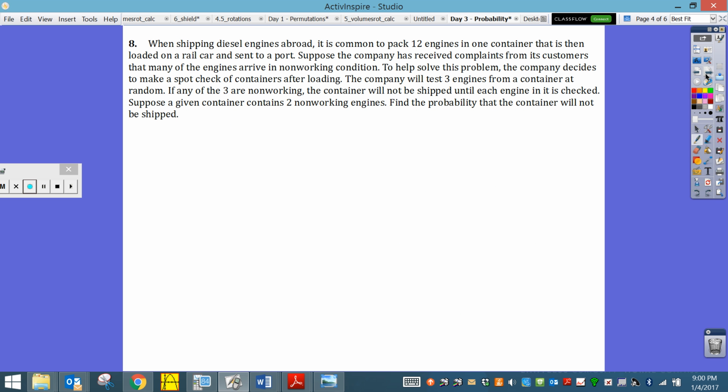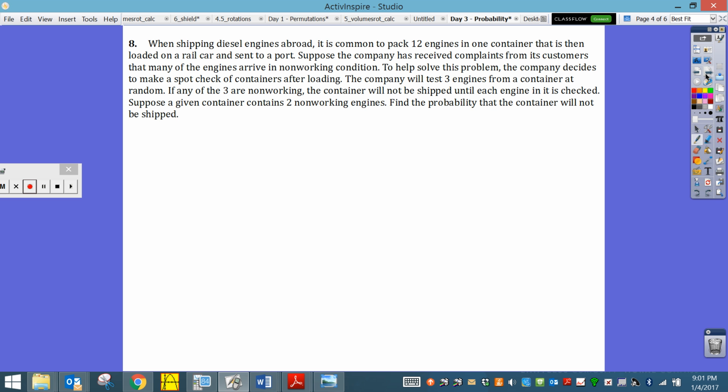Whew, man. Okay. Something long to read. When shipping diesel engines abroad, it is common to pack 12 engines in one container that is then loaded on a rail car and sent to a port. Suppose the company has received complaints from its customers that many of the engines arrive in non-working condition. To help solve this problem, the company decides to make a spot check of containers after loading. The company will test 3 engines from each container at random. If any of the 3 are not working, the container will not be shipped until each engine in it is checked. Suppose a container contains 2 non-working engines. Find the probability that the container will not be shipped.